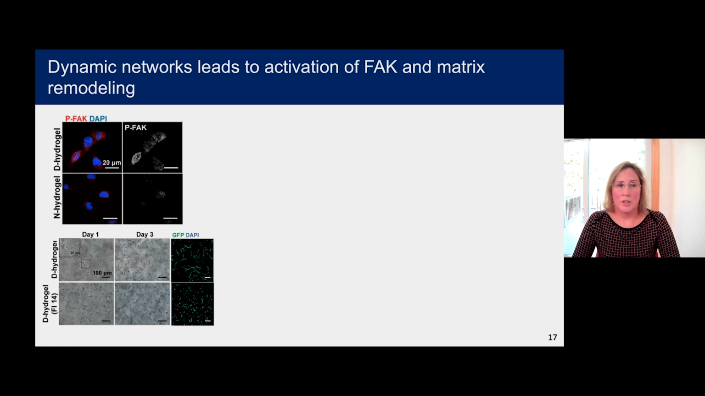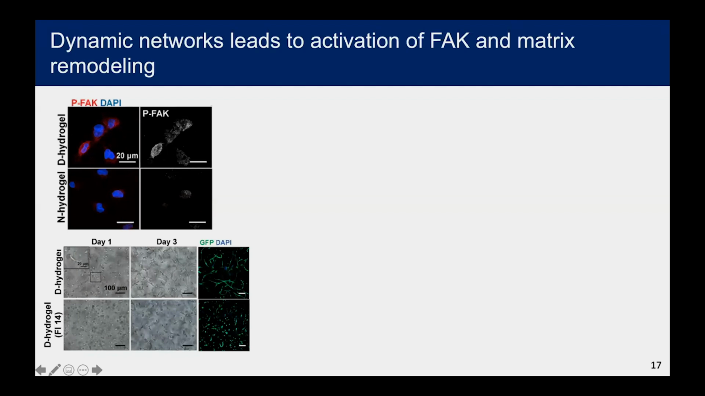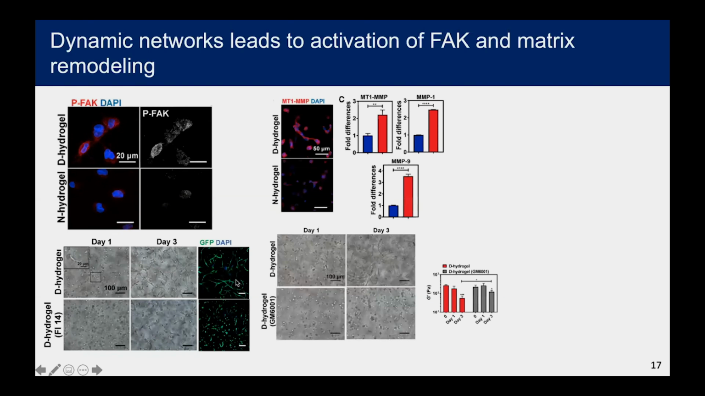We then looked into the activation or phosphorylation of focal adhesion kinase, and again, we could see upregulation in the dynamic hydrogel compared to the non-dynamic hydrogel. When we inhibit phosphorylation of focal adhesion kinase, we could see inhibition of the network compared to the control. Our cells are not just sitting there and starting to make networks, they actually interact with the matrix. They start to degrade the matrix, and they degrade it faster and better in the dynamic hydrogel. We see that with expression of membrane MT1-MMP, MMP1 and MMP9.